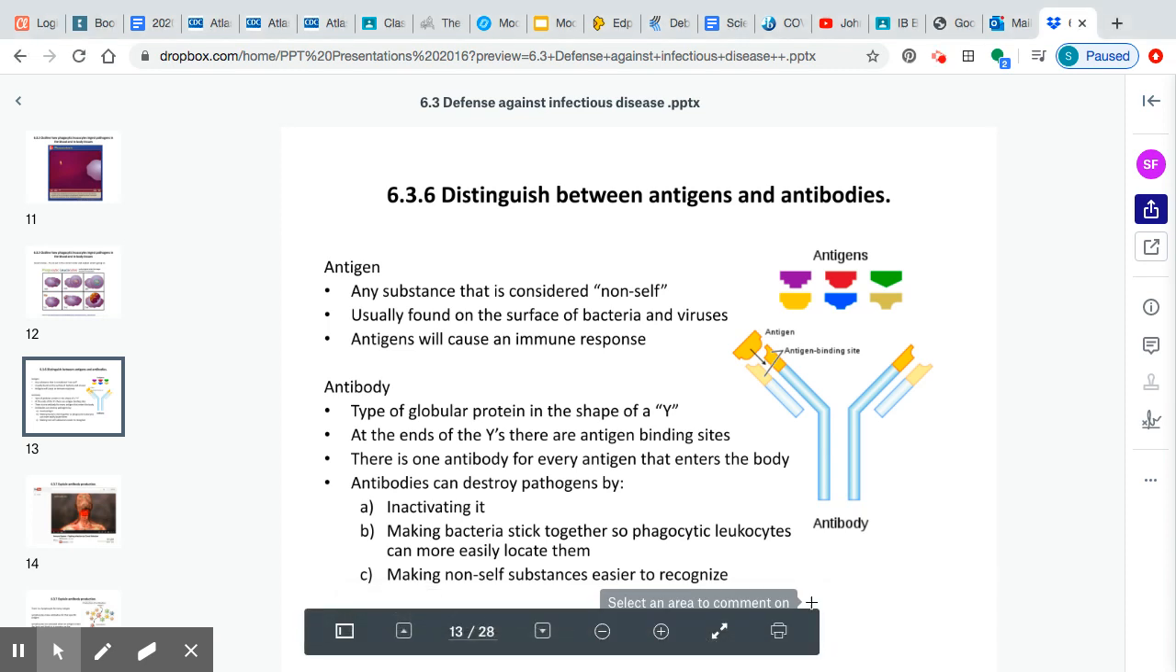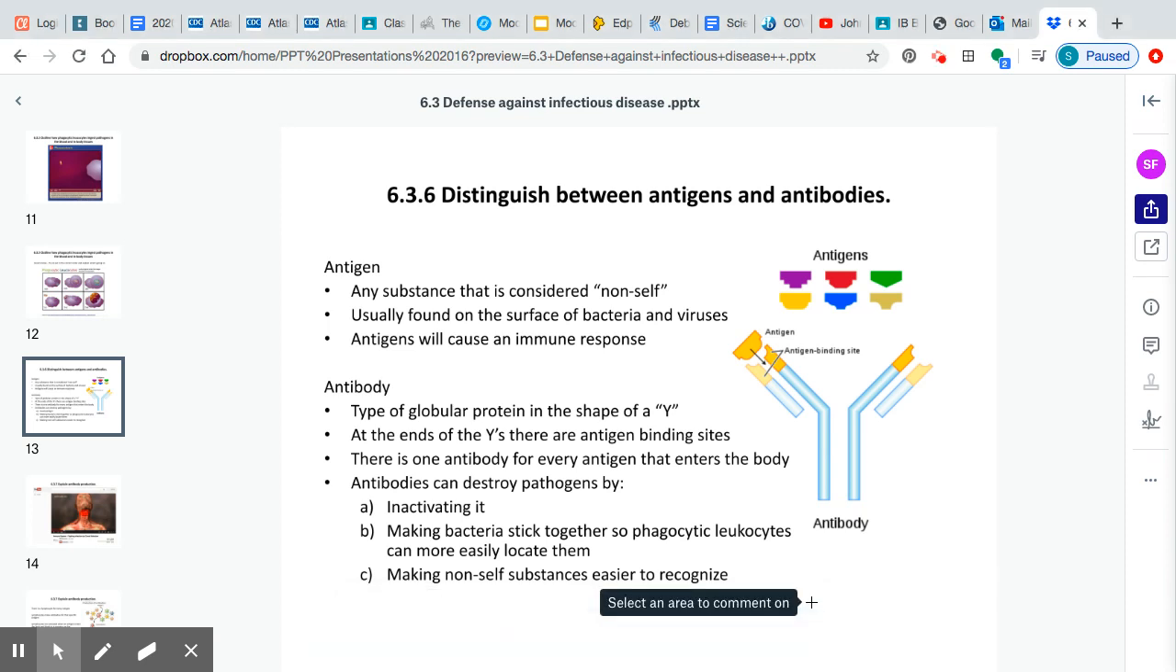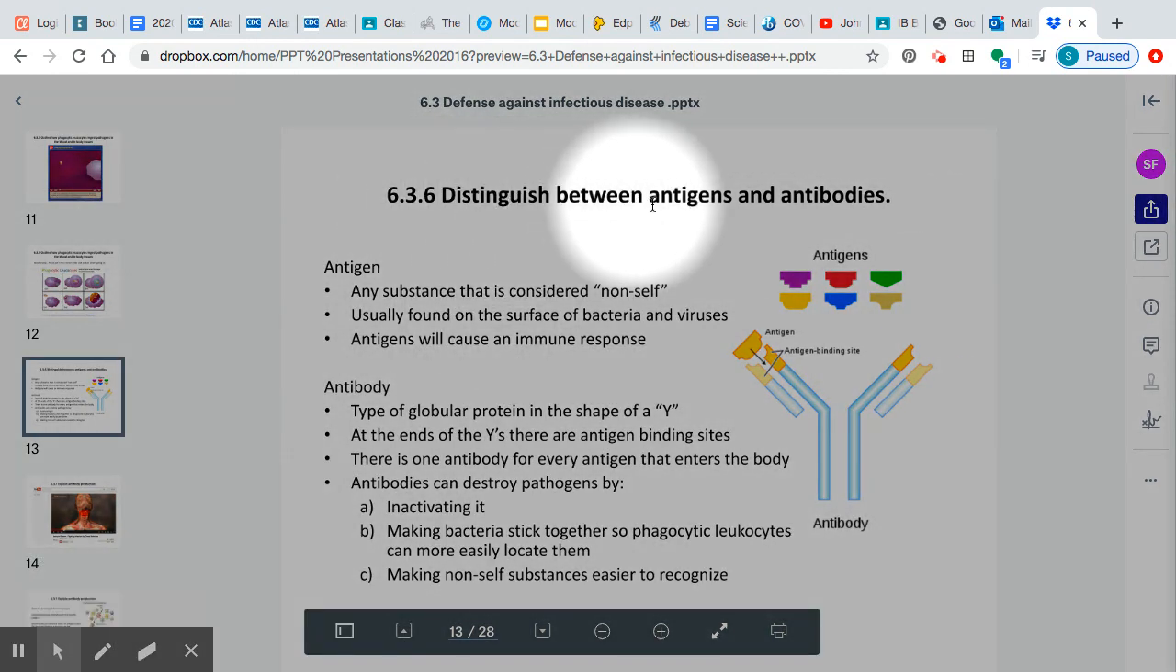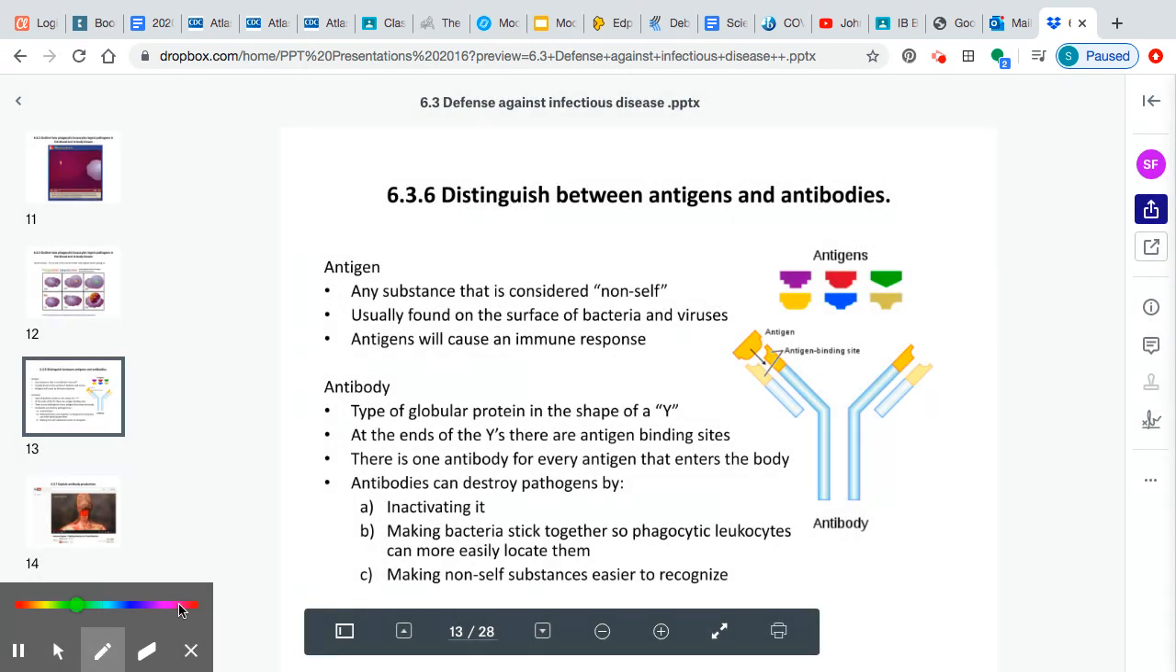Hello, all. We're going to talk about 6.36, which is asking us to tell the difference between something called an antigen and something called an antibody. So that's what we're going to do here. Before we do, I just want to review real quick some of the concepts we talked about earlier.